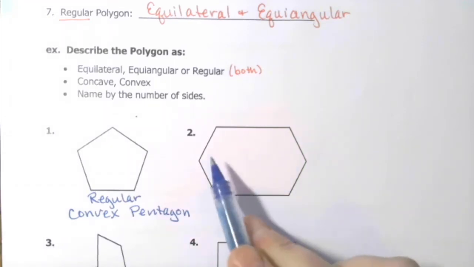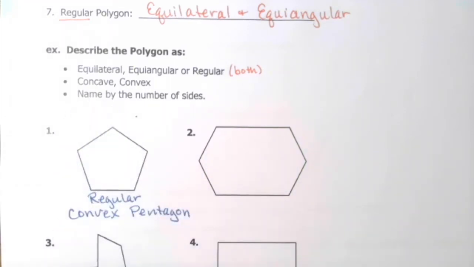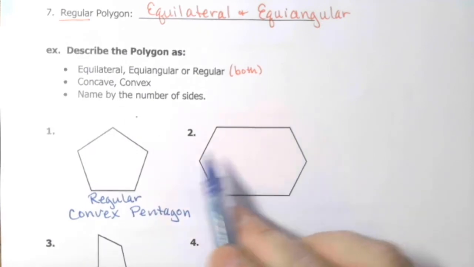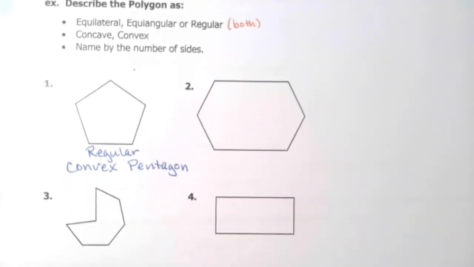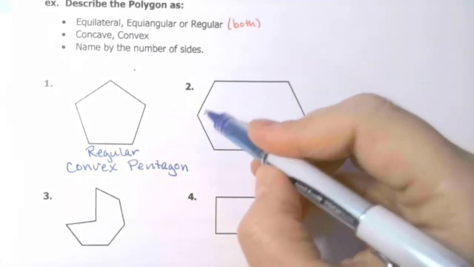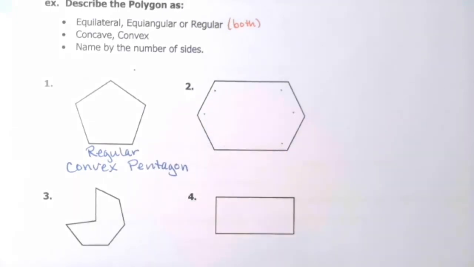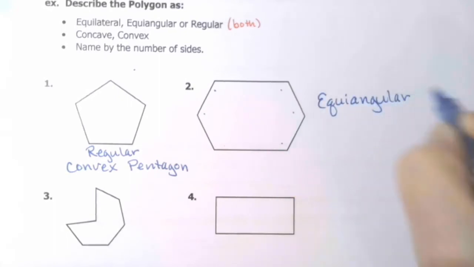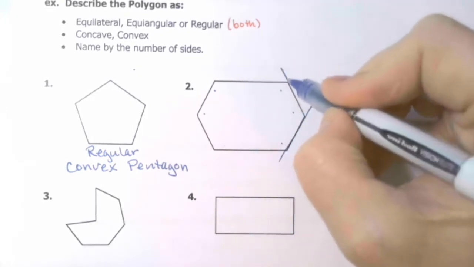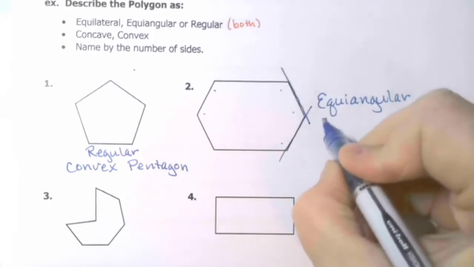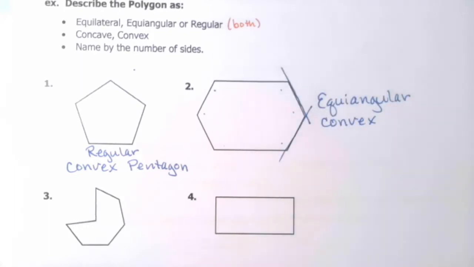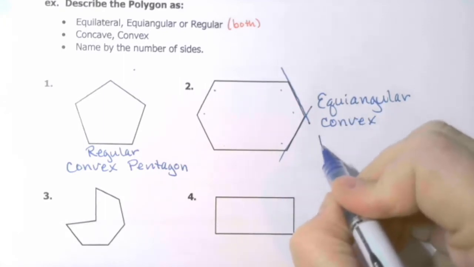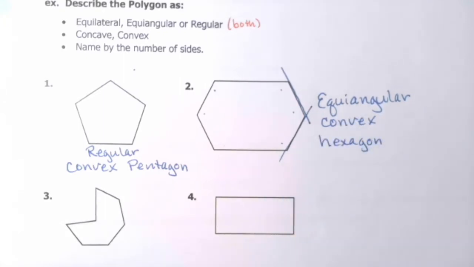Number 2, first of all, we're looking for equilateral or equiangular. Well, you can tell it's got long sides and short sides, so it's not equilateral. But the angles in all 6 places are actually the same. So number 2 is equiangular. I cannot draw any line that will punch into the figure. They all stay on the outside, so it is convex. And there are 6 sides, so this is a hexagon, an equiangular convex hexagon.